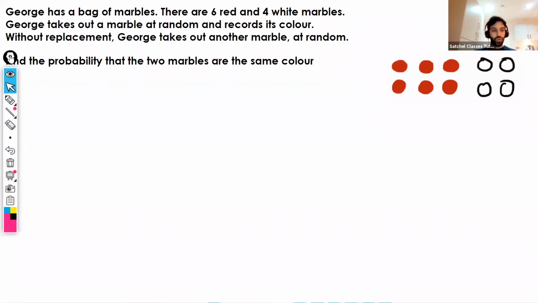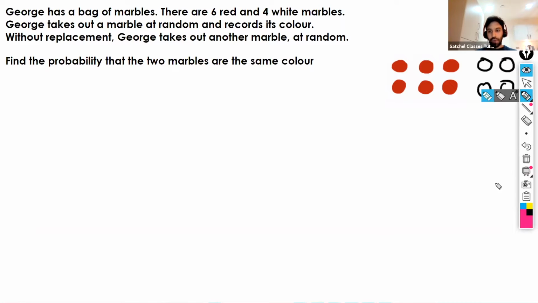So it says here, George has a bag of marbles, so it's quite similar to the last example. And it says there are 6 red and 4 white marbles. George takes out a marble at random and records its color. Without replacing it, George takes out another marble. So we can say marble 1 and then marble 2. Find the probability that the two marbles are the same color. So again, very similar to the last question.